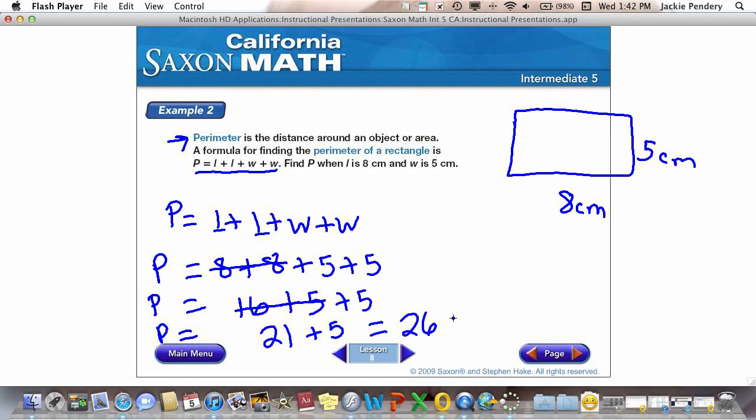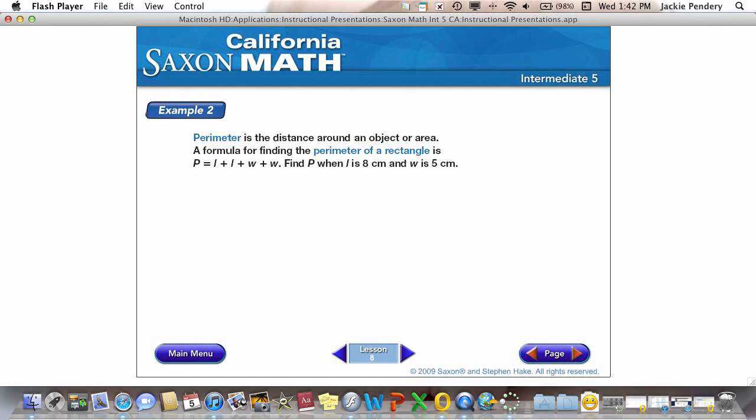Now we go back to our units. We are adding centimeters. You must have the units. If you don't have units, it is wrong. So the perimeter then of this rectangle is 26 centimeters. Okay, let's look at example 3.